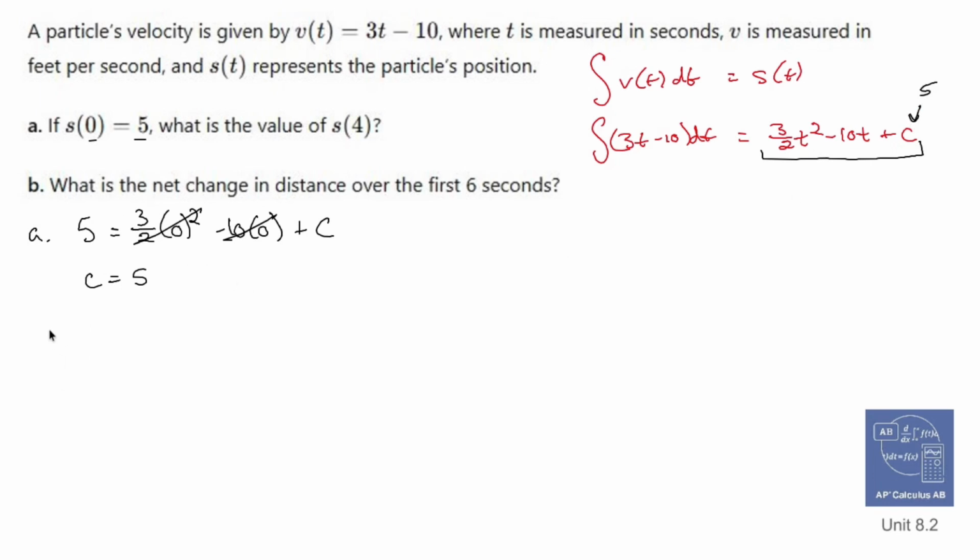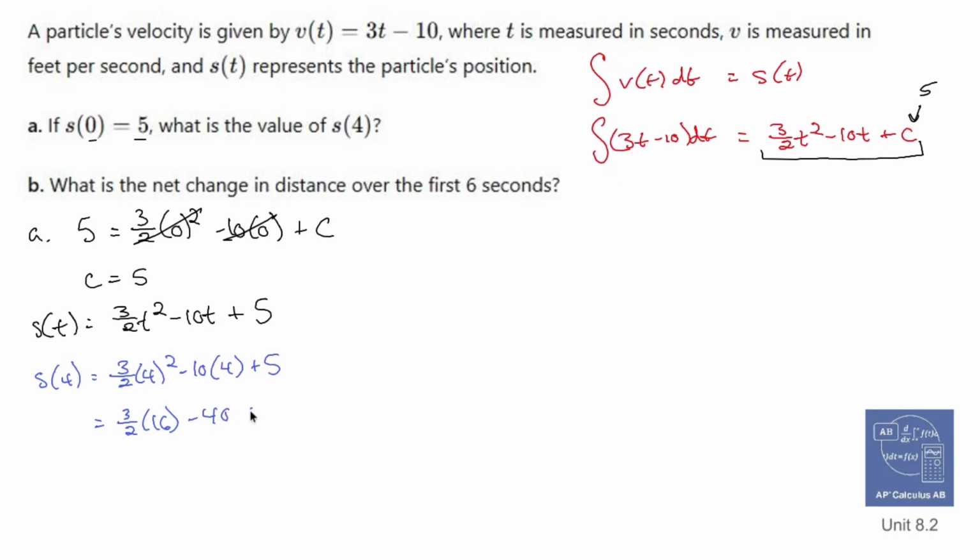So if I have my position function, s of t equals 3 halves t squared minus 10t plus 5, I can easily find out what happens when I substitute in 4. So s of 4 is going to equal 3 halves 4 squared, a fun game, minus 10 times 4 plus 5. 3 halves of 16 minus 40 plus 5 is going to be 24 minus 40 plus 5 is minus 35, and 24 minus 35 is negative 11. So according to this problem, I am negative 11 feet backwards at 4 seconds. Now that is part A.